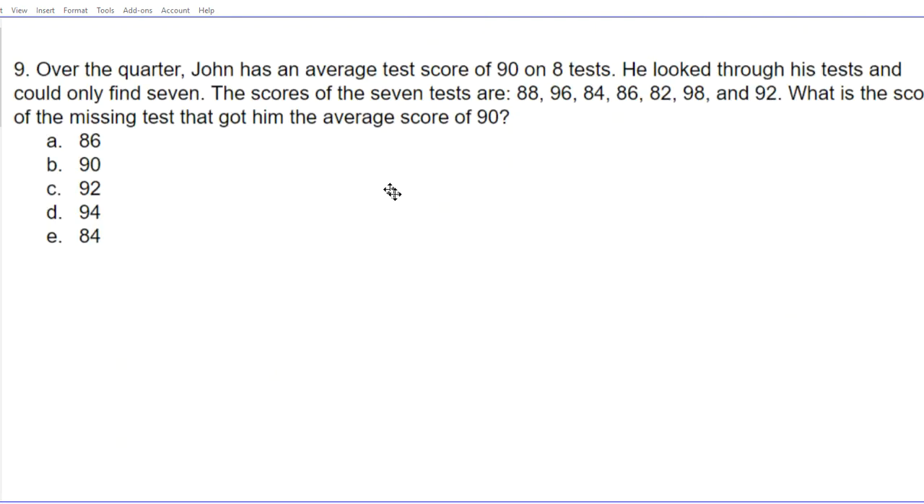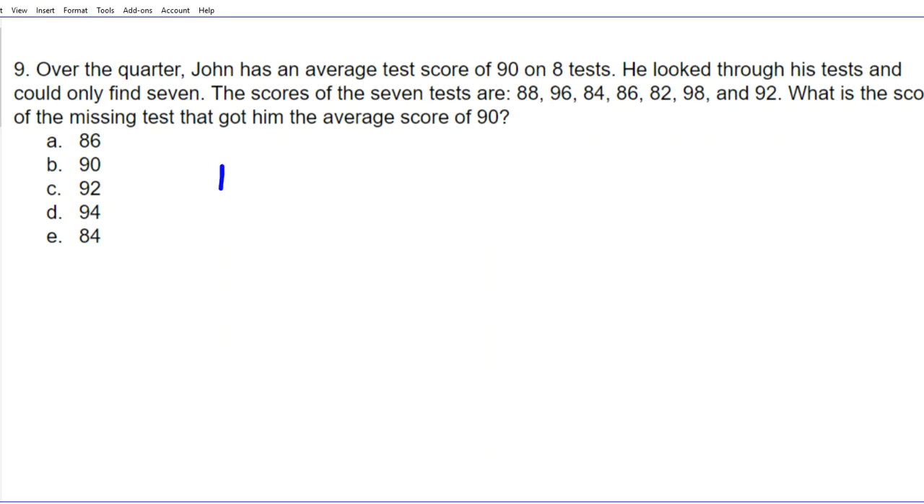Alright, let's take a look at question 9. It says, over the quarter, John has an average test score of 90 on 8 tests. He looked through his tests and could only find 7. The scores of the 7 tests are 88, 96, 84, 86, 82, 98, and 92. What is the score of the missing test that got him the average score of 90?